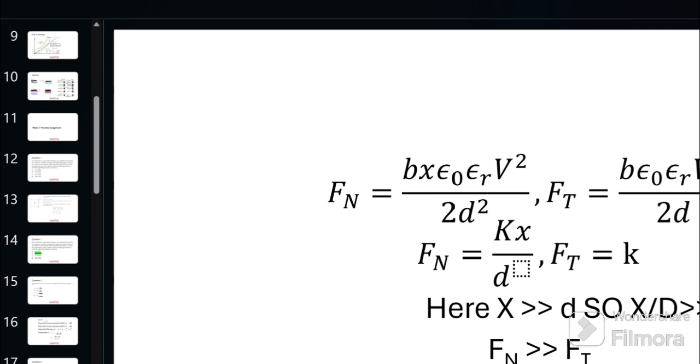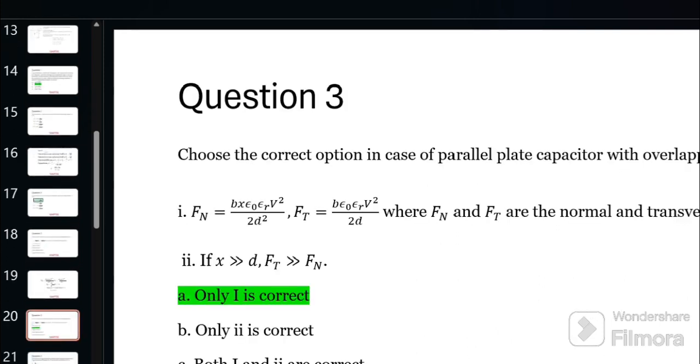So if we try to correlate them, we know that x is way greater than d, so x by d will always be greater than 1, since d will be small. So if we correlate them, we will always get the normal force is greater than tangential force. So the right answer is option B.